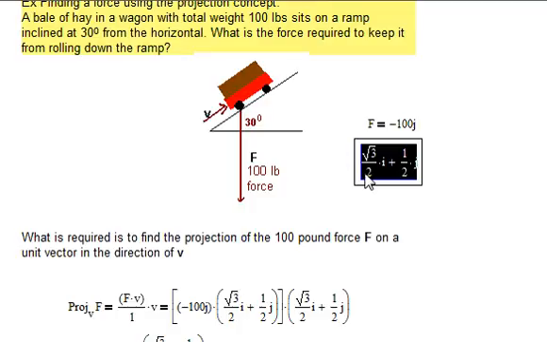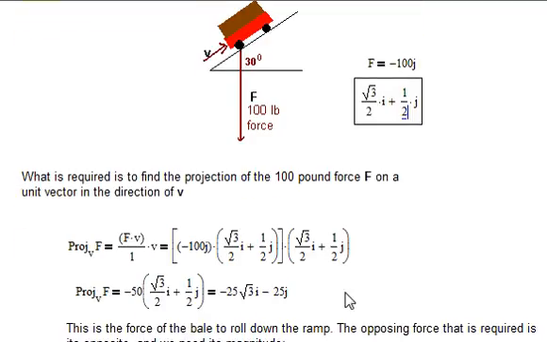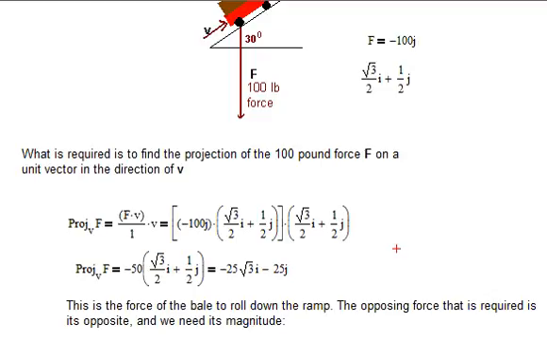So F dot V is negative 50 times vector V. Well, here's vector V. We want negative 50 times this. That would give us negative 25 square roots of 3 i plus negative 25j. So that's what we wind up with. That's the force of the bale to roll down the ramp. Of course, that's the force that the bale is creating. And so the force that the brake would need to stop it would be its opposite, which is 25 square roots of 3 i plus 25j.